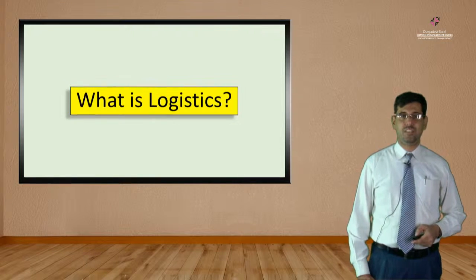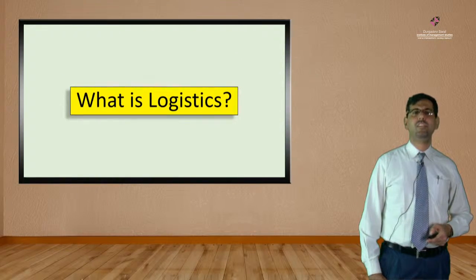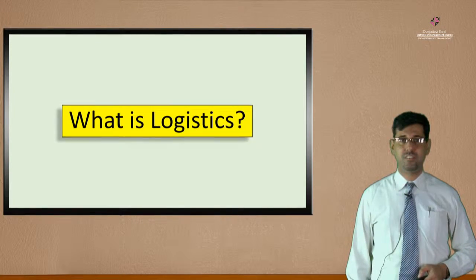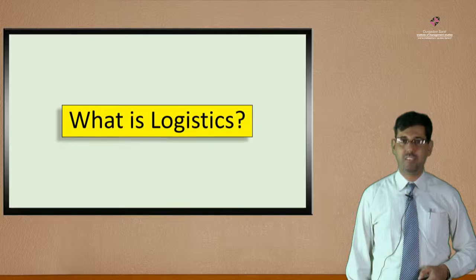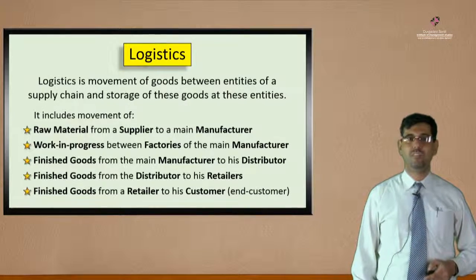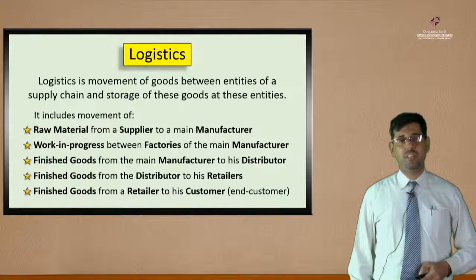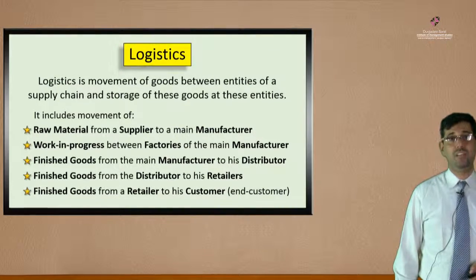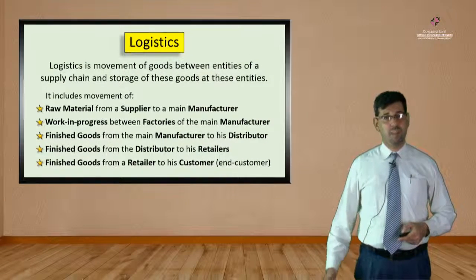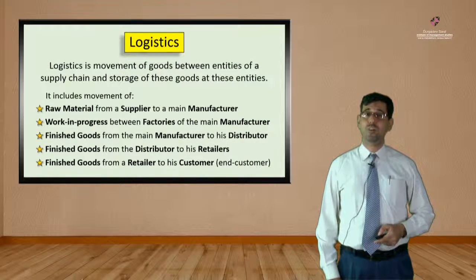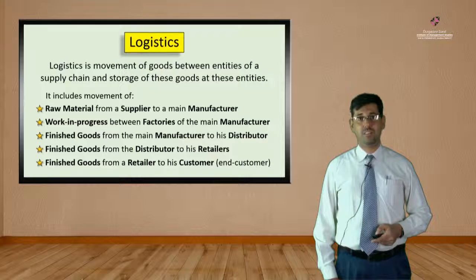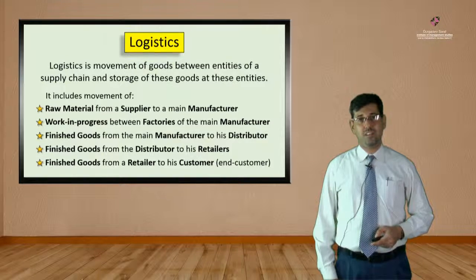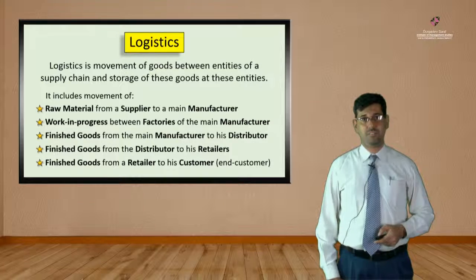Now I will talk about logistics. What is logistics? Basically, logistics is movement of goods in the commercial areas, such as factories, warehouses, trading places, etc. To explain from the point of view of supply chain, logistics is the movement of goods between the different entities of the supply chain. It is a movement of raw materials from the supplier to the main manufacturer. It is a movement of goods from the main manufacturer to the distributor, from the distributor to the wholesaler, from the wholesaler to the retailers, from the retailer to the end customer, who is the consumer.